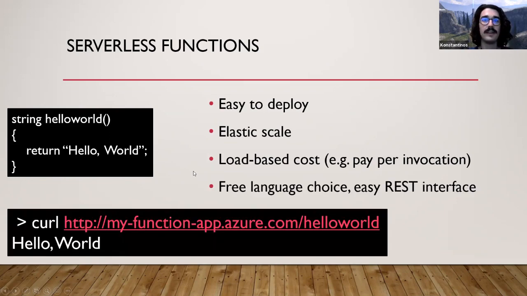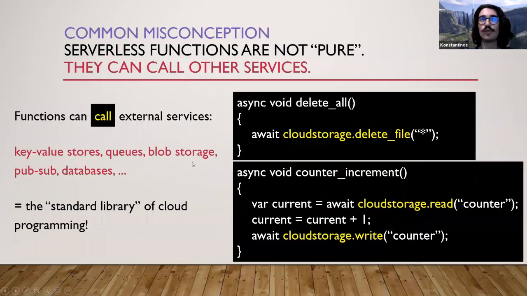Also, they can be written in any language, since the way they communicate with the external world is through REST interfaces. To come back to this asterisk, serverless functions are not exactly pure in the traditional sense, because they can call external services, which are either key value stores or queues or databases, which essentially make up the standard library of cloud programming. As you can see here on the right, this function deletes all files in the storage, or this one reads the value of a counter, increments it, and then saves it back.